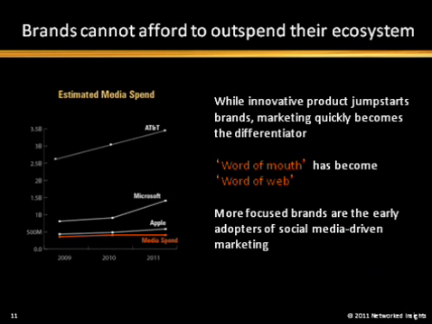So ultimately, as a brand, you can't afford to outspend your ecosystem. Pepsi and Coke, you can't afford to outspend each other on everything. You can afford to outspend each other on certain programs, but ultimately you can't afford to outspend each other overall. You certainly cannot afford to outspend the entire ecosystem.